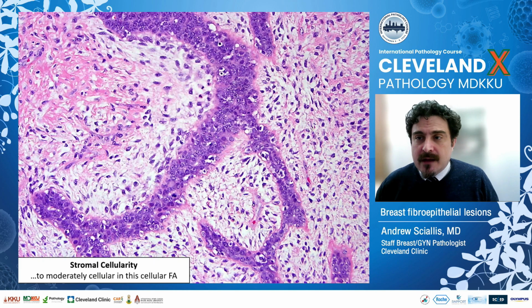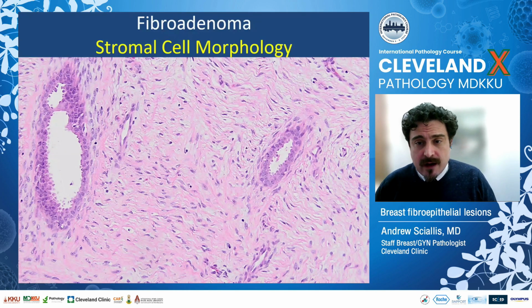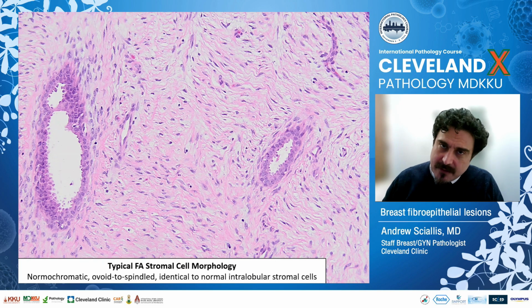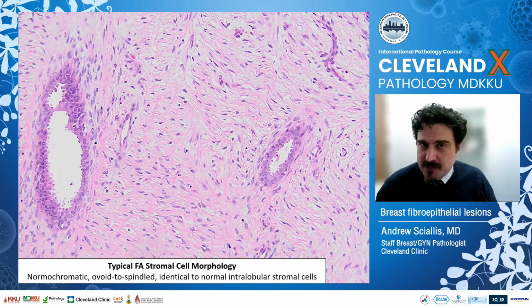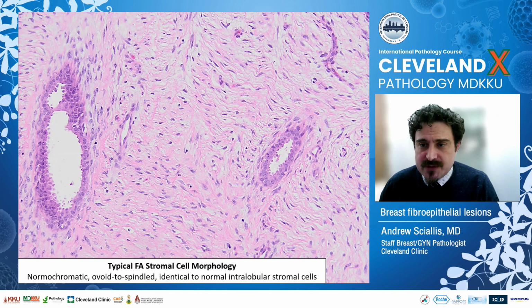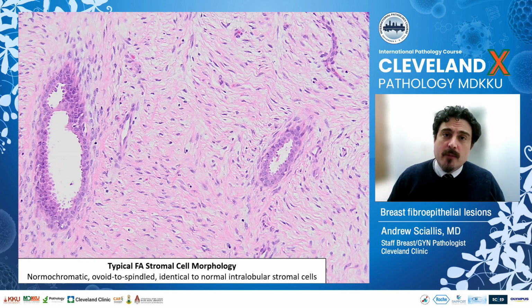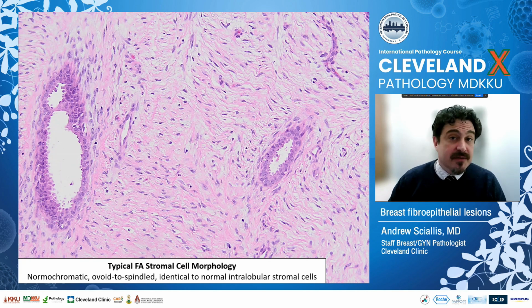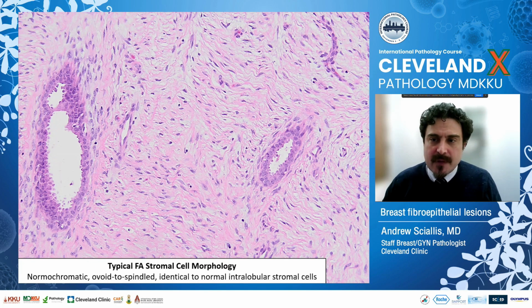So, moving back, the stromal cell morphology goes along with this normal cellular background. The cells should be normochromatic, meaning that the nuclei are not hyperchromatic, oftentimes with a vesicular or see-through chromatin pattern. Ovoid or spindled, sometimes a little bit more plump, sometimes a little bit more spindled, but they should really be identical to normal intralobular stromal cells in normal breast histology, the cells that build the stroma around the breast lobules. They should pretty much look the same.